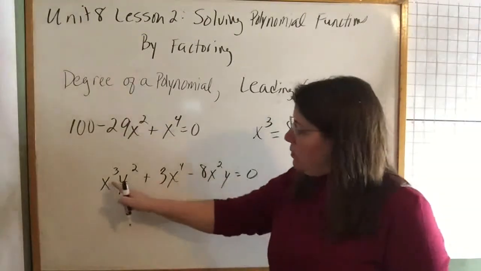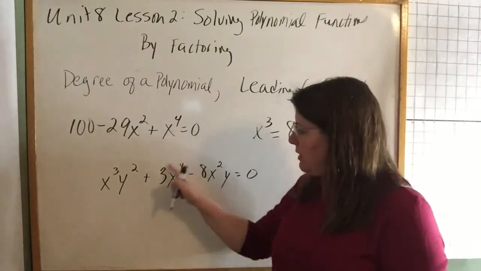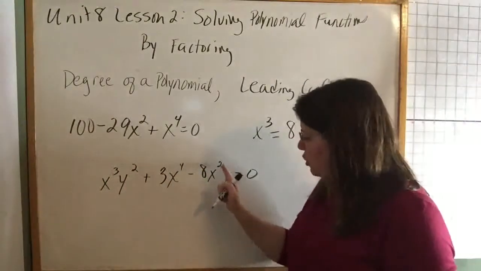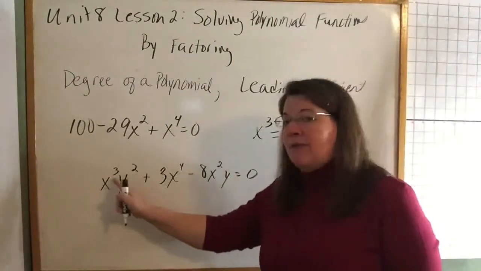So this one has a degree of 5 because 3 plus 2 is 5. This one has a degree of 4. This one has a degree of 2 plus 1 or 3. So the degree of the entire polynomial would be 5.